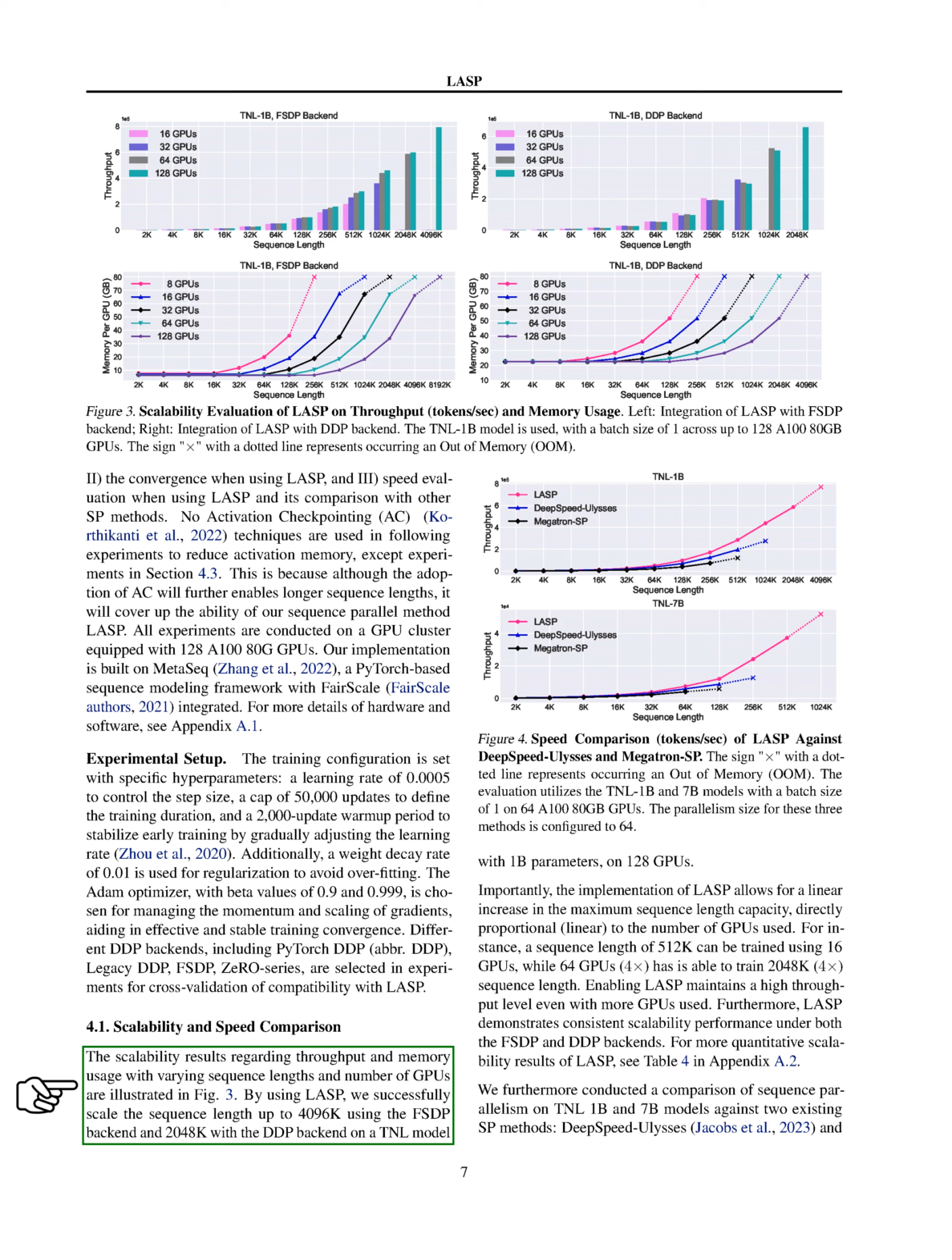We also compared the sequence parallelism of our model against existing methods like DeepSpeed Ulysses and Megatron SP on 64 GPUs. Our results show that LASP outperforms these methods in terms of throughput, especially at longer sequence lengths.